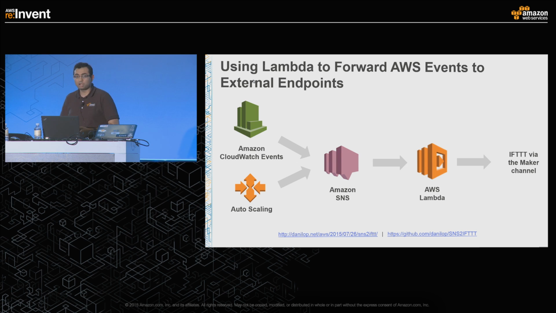And again, we have a blog post in a GitHub repo of how you could make this work for you. And this doesn't necessarily have to be IFT. This could be any sort of external endpoint. You could publish it to a Slack channel so that everybody in the team knows what's going on. Or you can even push those events to a private endpoint in your own data center if you want to take some actions in your on-prem environment.